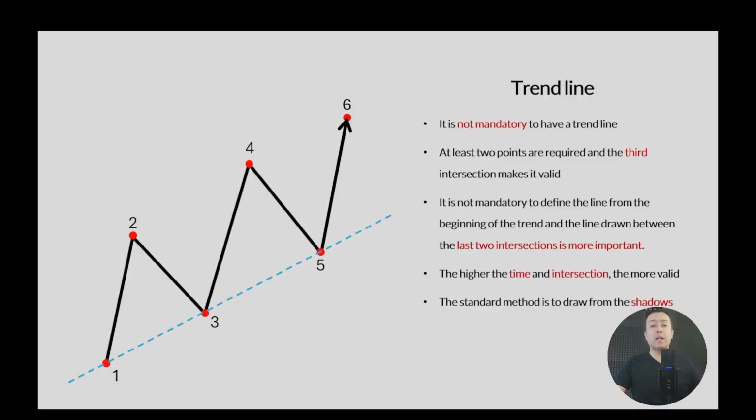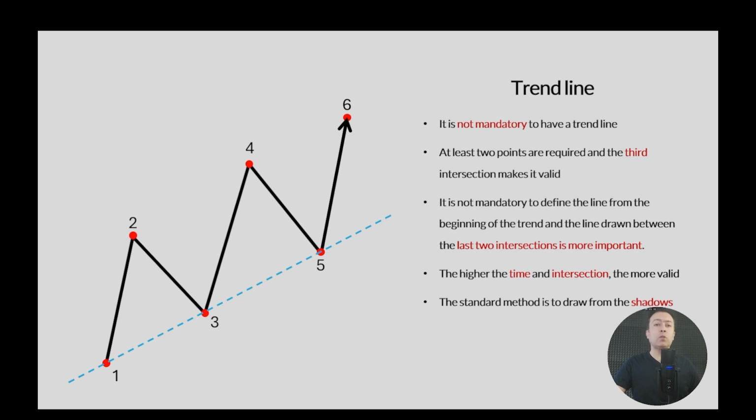Another point is that the more times the price touches the trend line and the longer the market respects that trend line, the more valid and reliable that trend line becomes. This is exactly what we discussed regarding support and resistance.